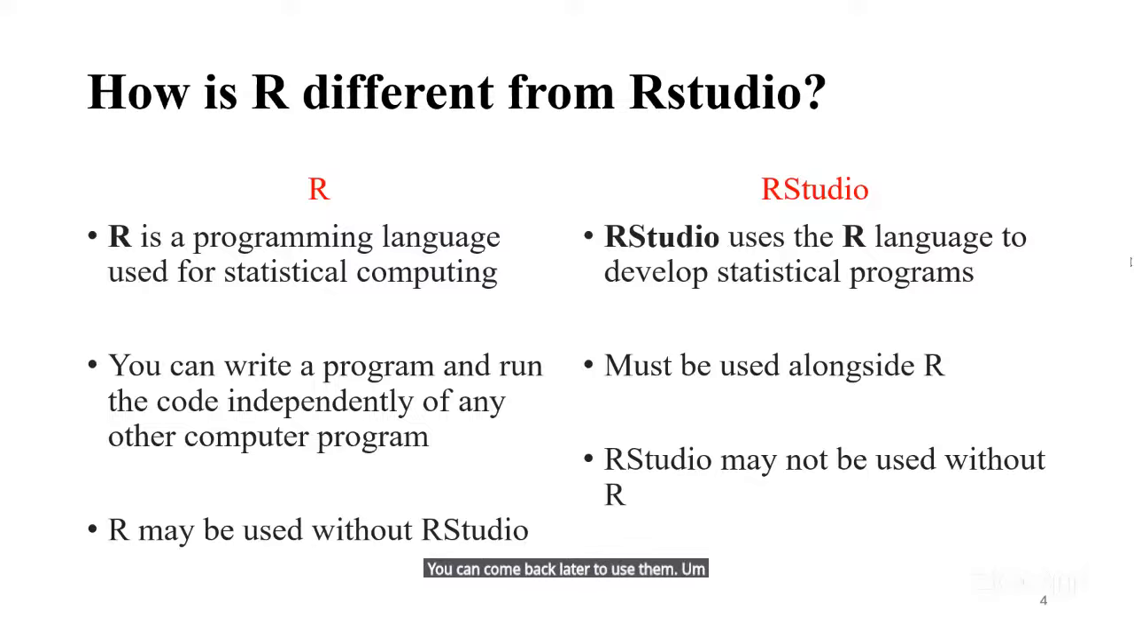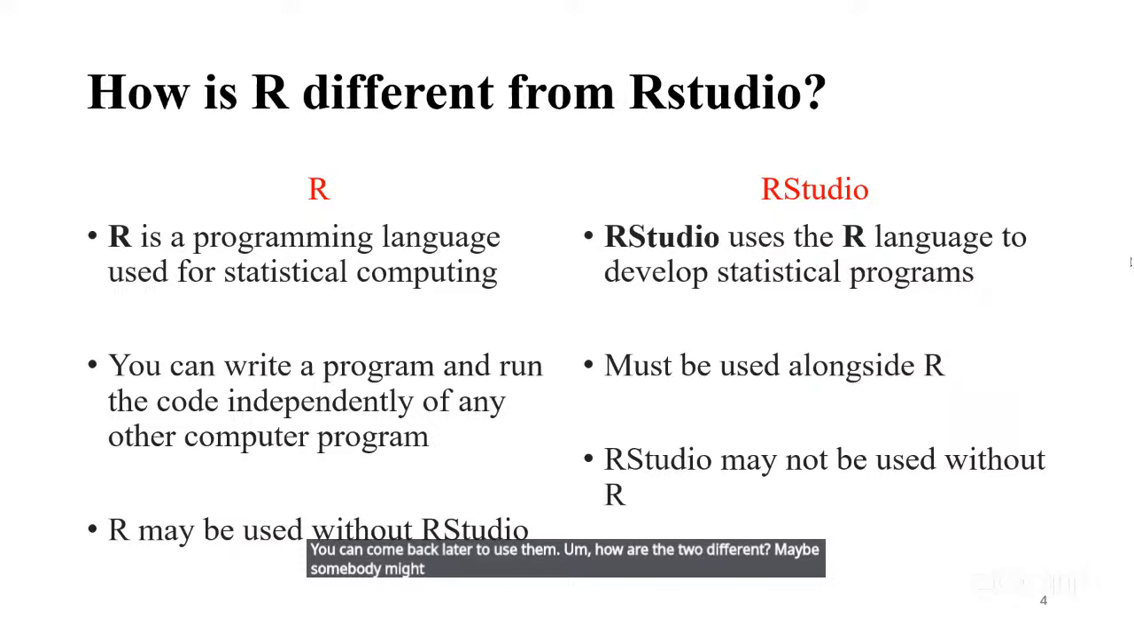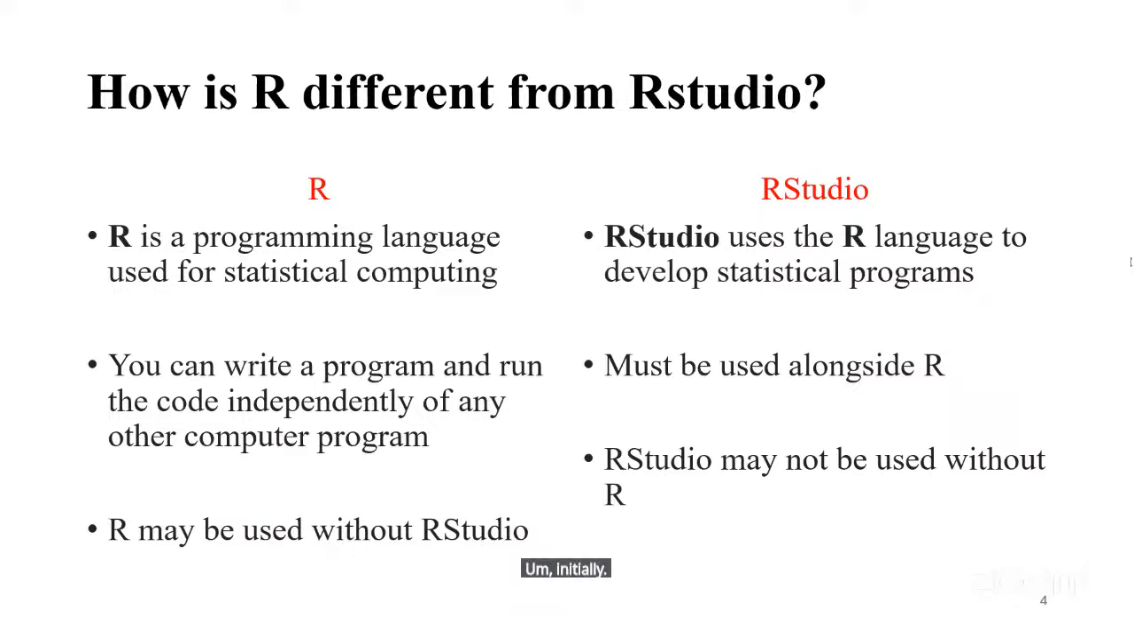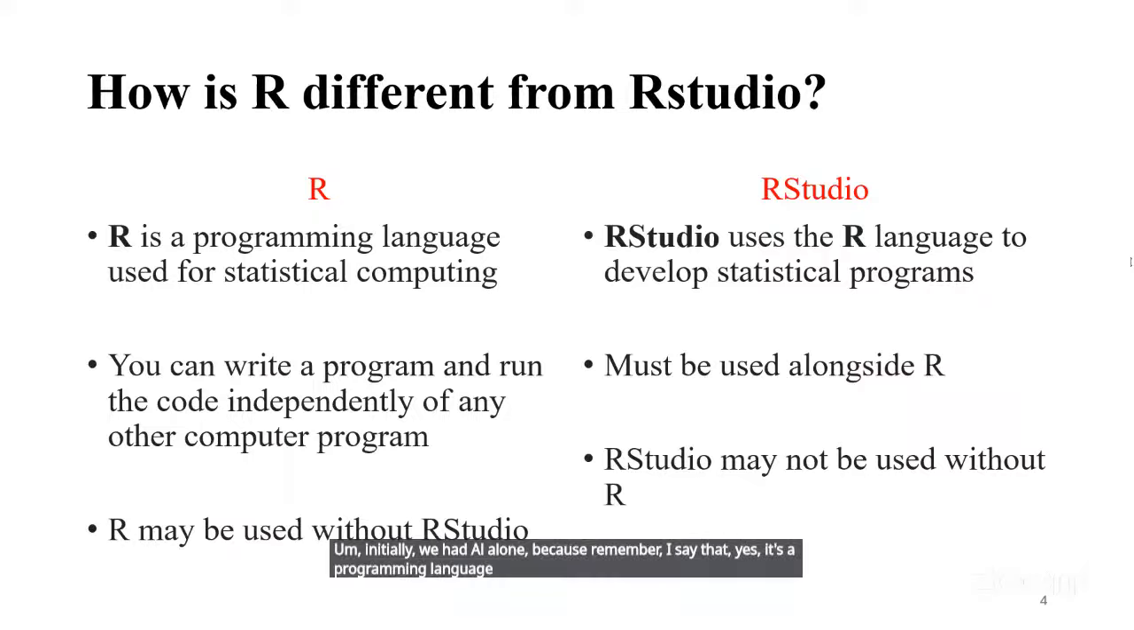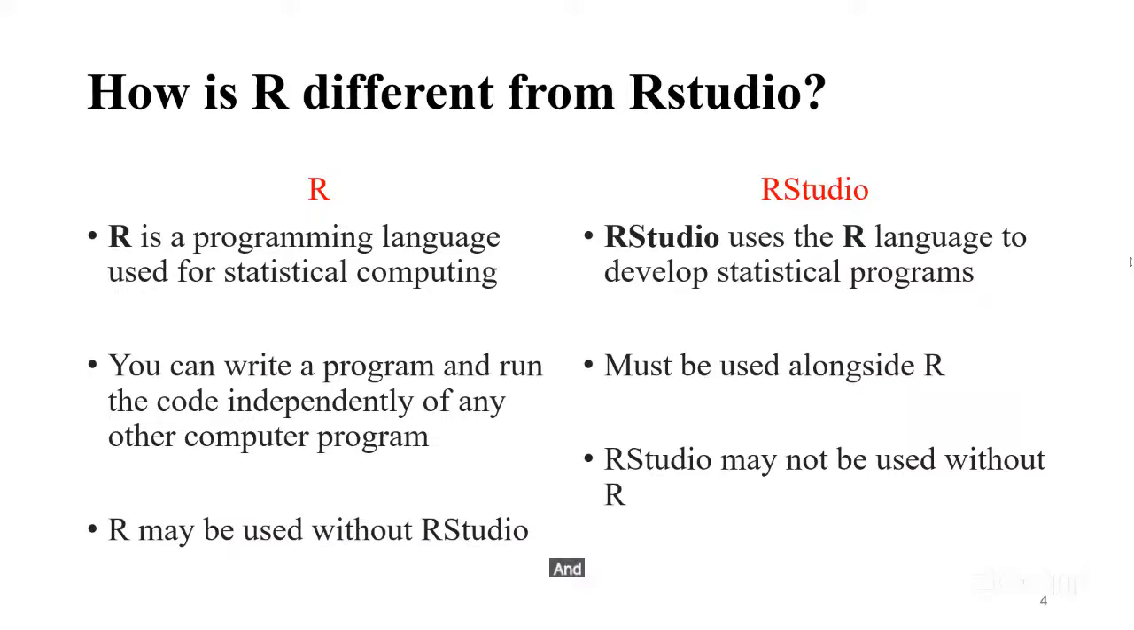How are the two different? Maybe somebody might ask a question that how are the two different? Initially, we had R alone because remember I said that yes, it's a programming language used for statistical computing. And the only unique thing that you can pick from this slide is that you can use R independently of RStudio, implying that you can use it alone. But you cannot use RStudio without R.